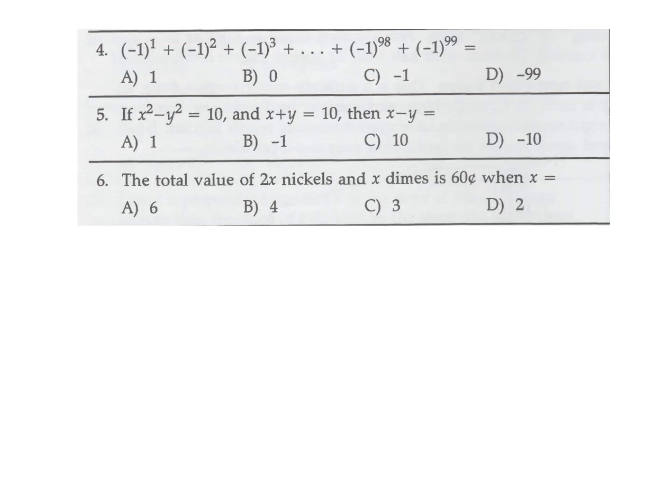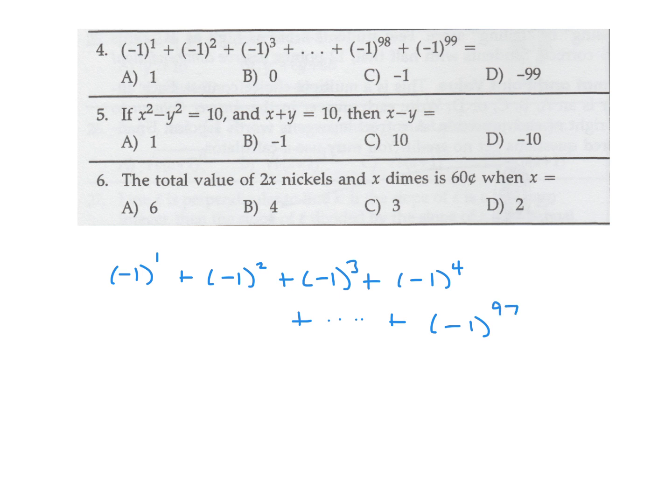Negative 1 to the power of 1, negative 1 to the power of 2, negative 1 to the power of 3, and so on, all the way to the very end. Okay. Well, let's see here. So negative 1 to the power of 1 plus negative 1 to the power of 2 plus negative 1 to the power of 3, and so on. Let's put a few more in. And then I'm going to go to 97, 98, and then the last one 99. Okay, let's see what happens.